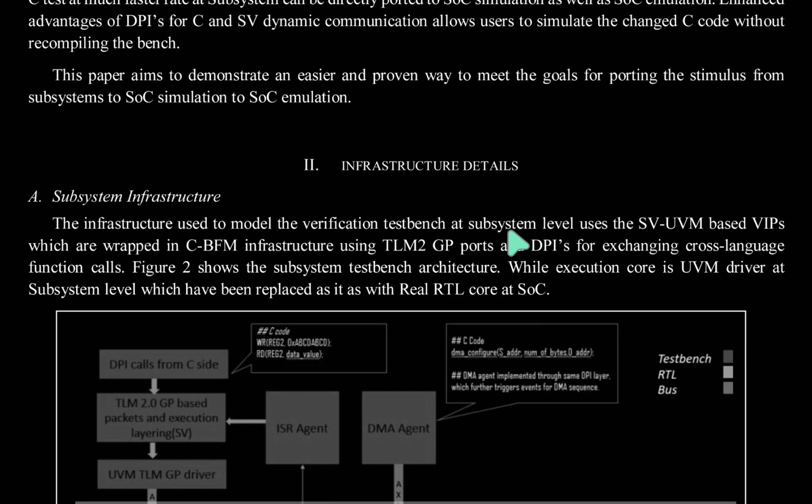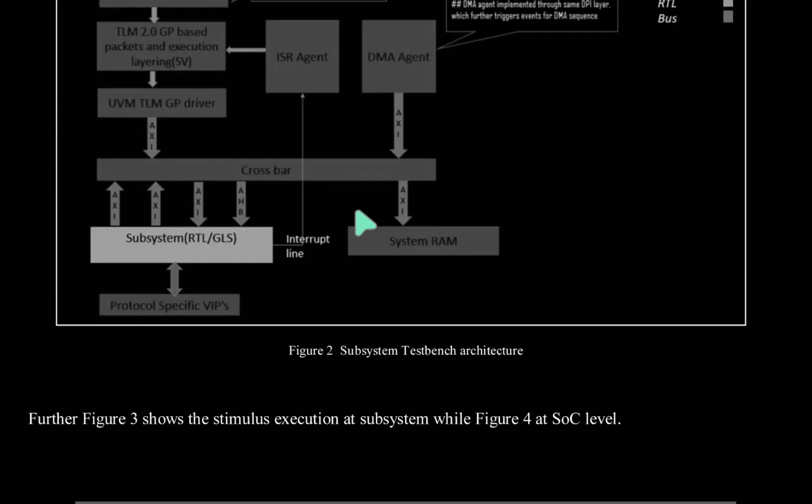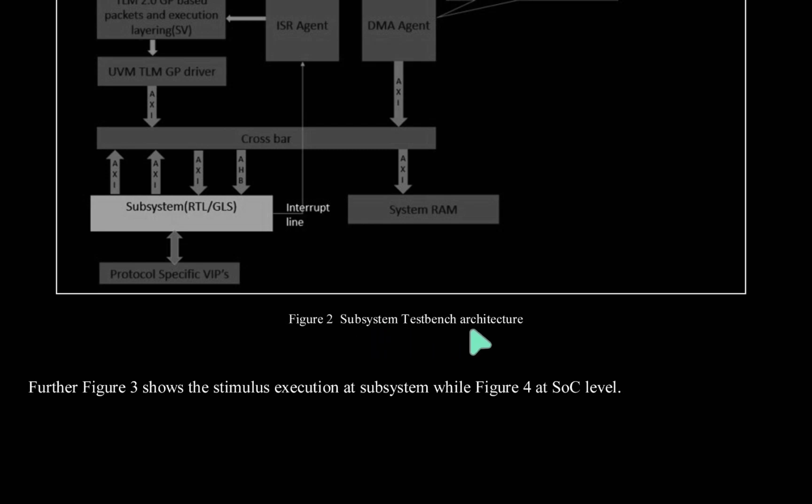2. Infrastructure details. A. Subsystem infrastructure. The infrastructure used to model the verification test bench at subsystem level uses SV UVM-based VIPs, which are wrapped in C-BFM infrastructure using TLM2 GP port and DPIs for exchanging cross-language function calls. Figure 2 shows the subsystem test bench architecture, where the execution core is the UVM driver at subsystem level, which has been replaced by a real RTL core at SoC. Figure 2. Subsystem test bench architecture.